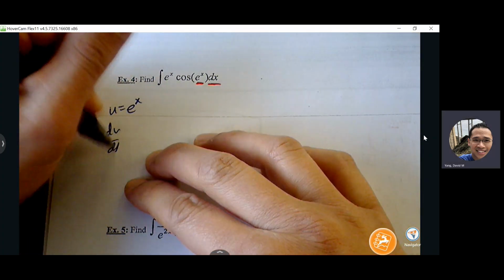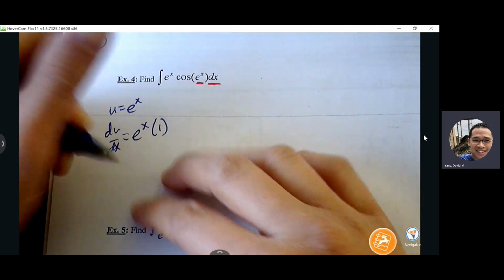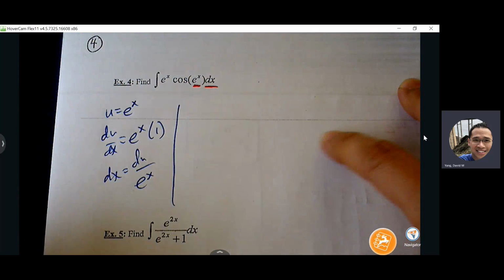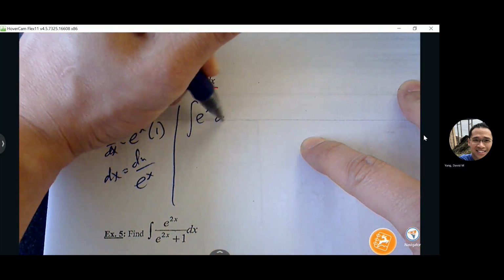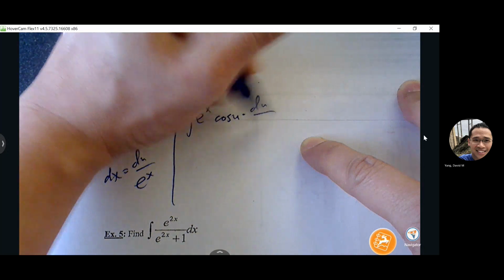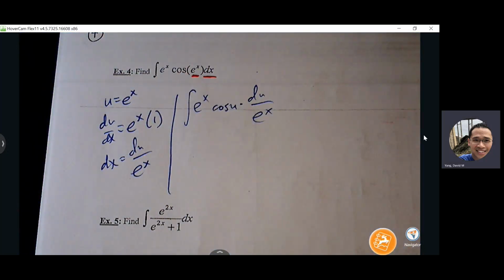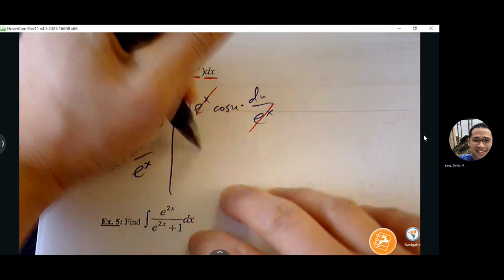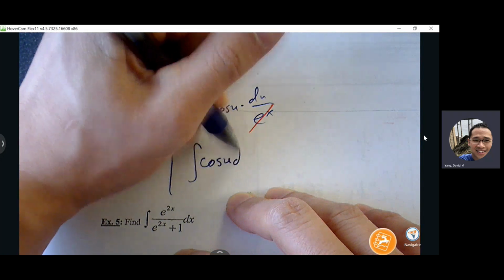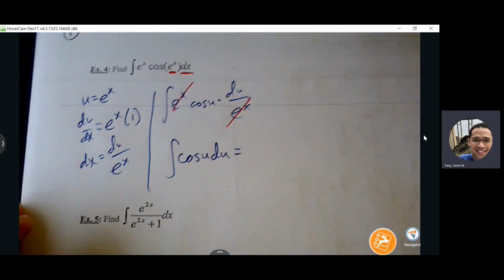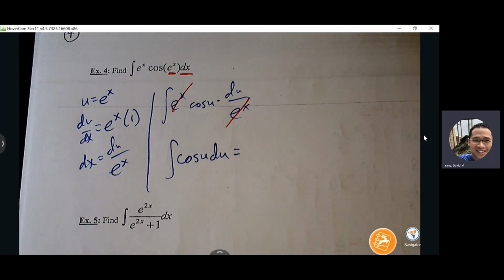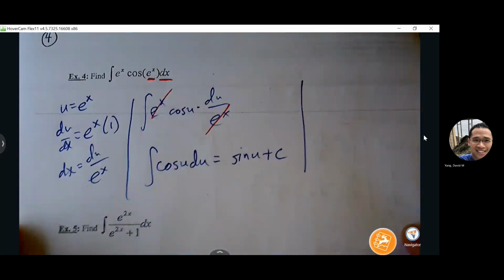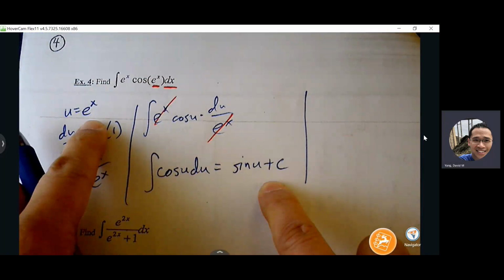Okay, du dx is e to the u times u prime. We make our substitutions. So just like what we suspected, we are able to save the e to the x and cancel out. And now we have a perfect match with a rule that's available to us. Okay. What's the antiderivative of cosine? Positive sine, yeah. And then finally replace the u back in terms of x.